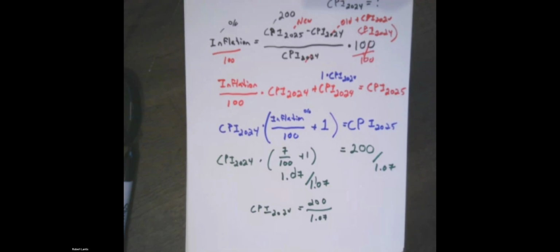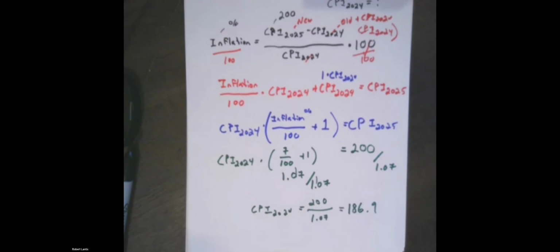So if I do this math, 200 divided by 1.07, oh yeah, that's 186.9. Okay.